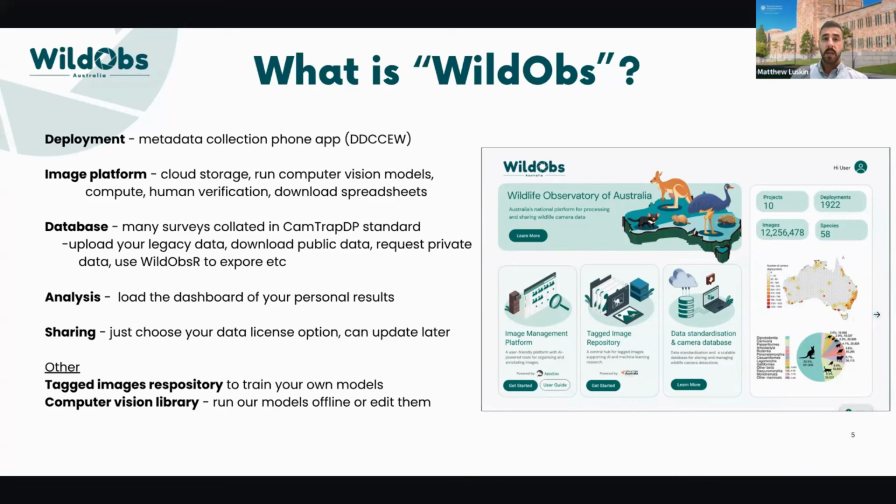And this includes starting with cloud storage. So you'll upload your images. Then you'll get to choose which computer vision models you'll run. And that will all run on the compute with massive GPUs provided by us. So that means you don't have to have a really powerful computer. Then you'll want to verify the identifications, at least for the species that you are interested in or that you think might not be performing well.